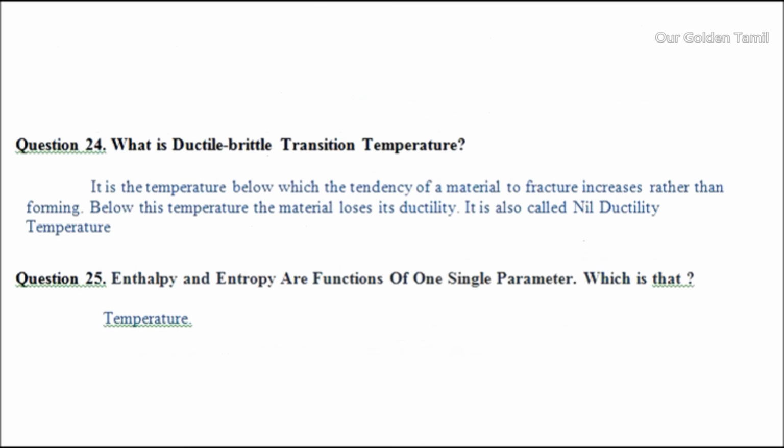Question 24. What is ductile brittle transition temperature? It is the temperature below which the tendency of a material to fracture increases rather than deforming. Below this temperature the material loses its ductility. It is also called nil ductility temperature. Question 25. Enthalpy and entropy are functions of one single parameter. Which is that? Temperature.